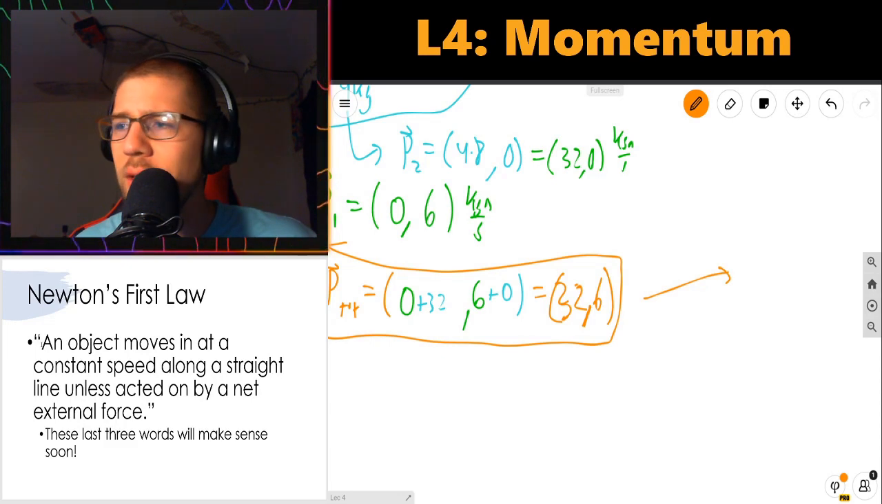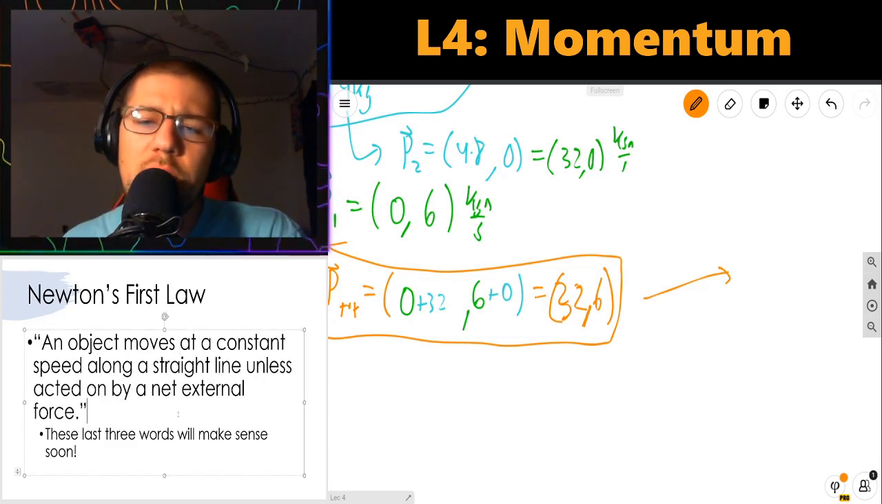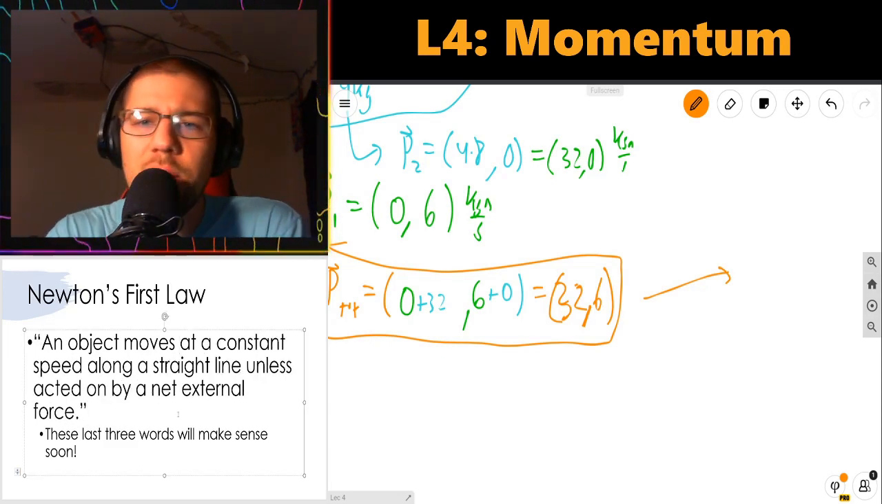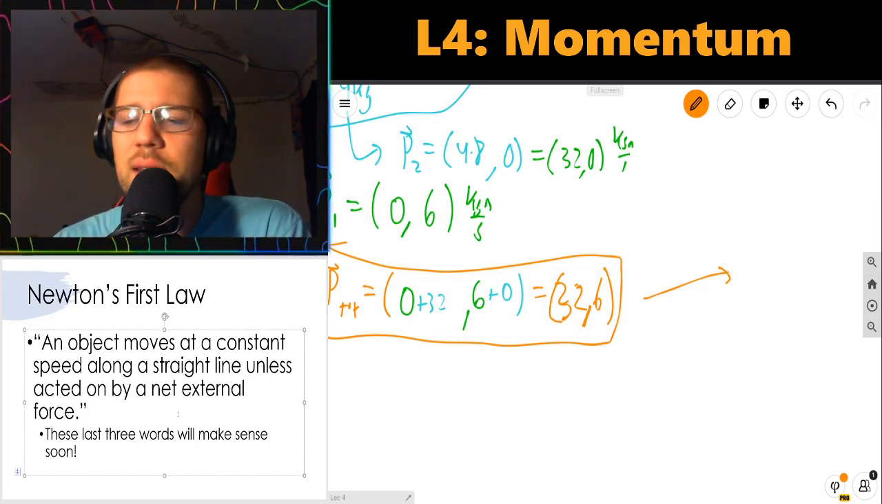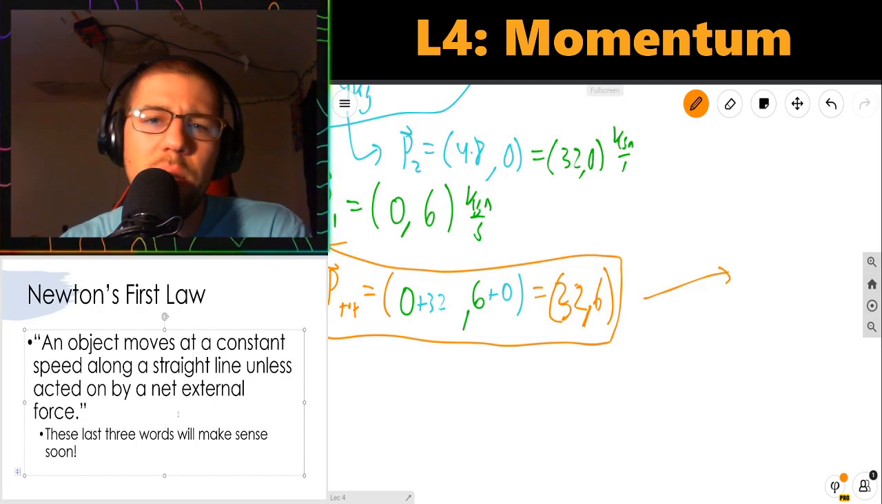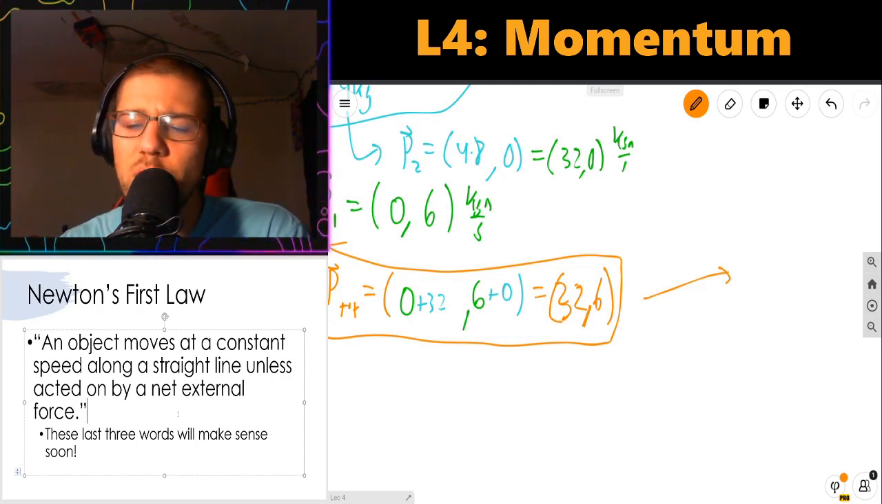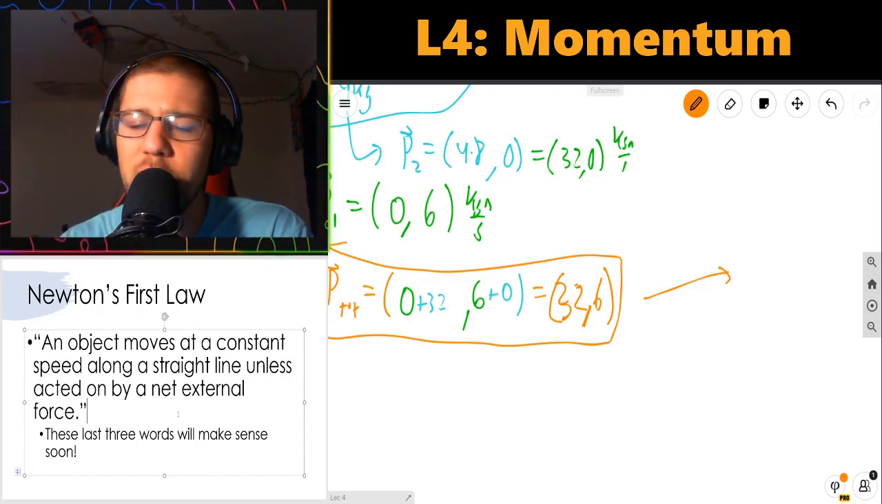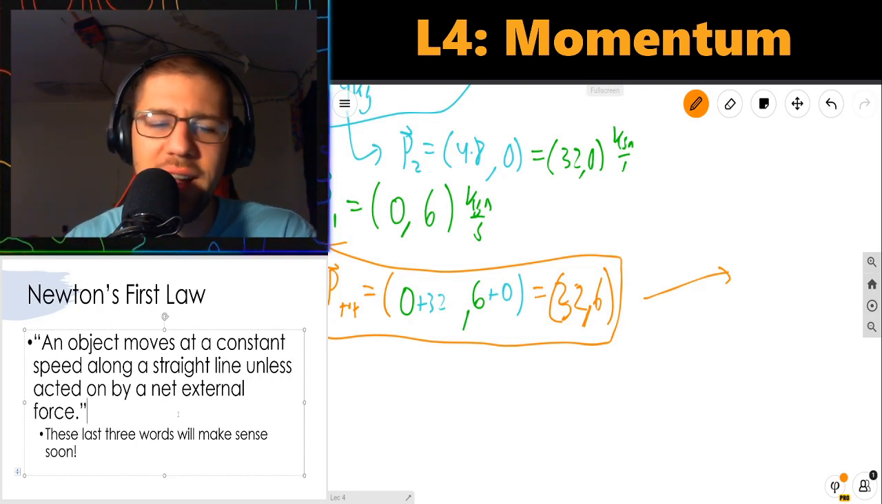I also wanted to leave you with Newton's first law. Newton's law says an object moves at a constant speed along a straight line unless acted on by a net external force, which is to say that momentum is conserved. That's pretty much all he's saying. The last three rules will make sense in a second. We haven't yet talked properly about forces, although I know you've seen it in 7A.